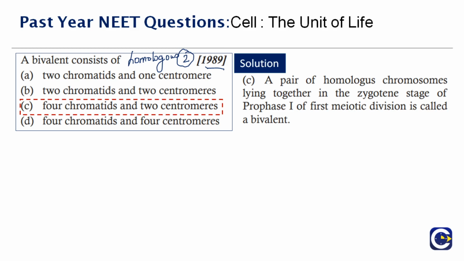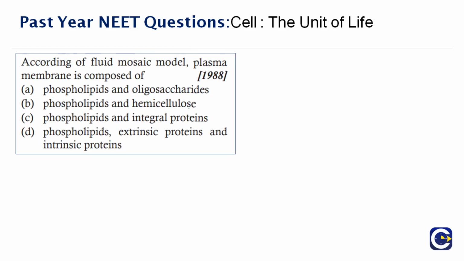You always have to remember, whenever you have a question about bivalent, it is always with reference to the homologous chromosomes, and homologous chromosomes are during meiotic division. The only extra thing you need to know is in which phase it will occur, prophase 1 or what. So, here it is prophase 1. So, since it is prophase 1, it is 4 chromatids and 2 centromeres. Okay, next question. So, this question was asked in the year 1988.